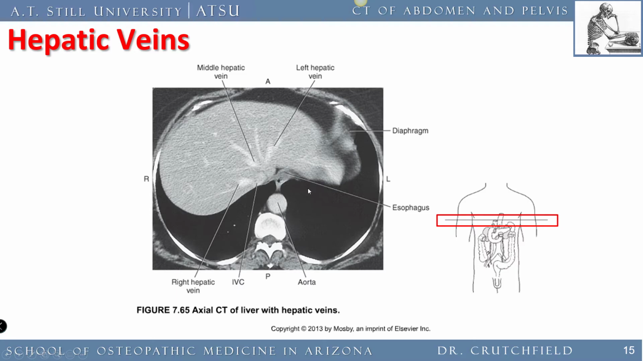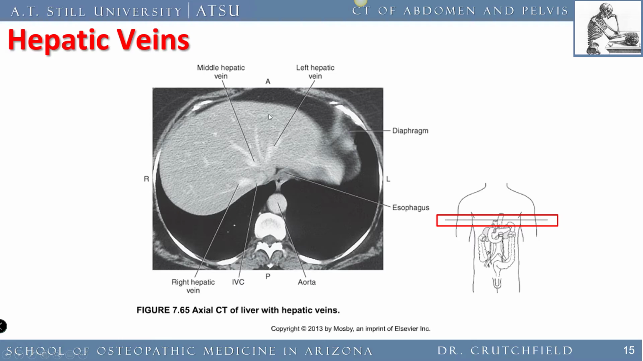And notice where this section is taken. Way high up. Because it is these hepatic veins that drain the blood from the liver back into the systemic circulation of the inferior vena cava before it goes to the heart.